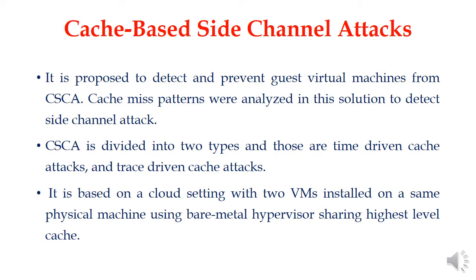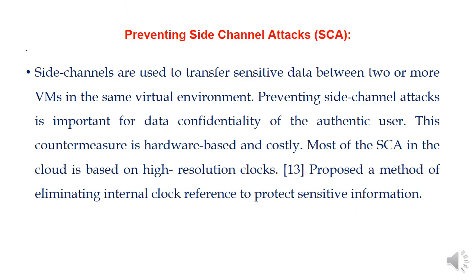A cache based side channel attack, CSCA, is proposed to detect and prevent guest virtual machines from cache side channel attacks. It is divided into two types, based on the cloud setting: the time driven cache attack and the trace driven cache attack. It is based on a cloud setting with two VMs installed on the same physical machine using a bare metal hypervisor, which has the highest level of cache.